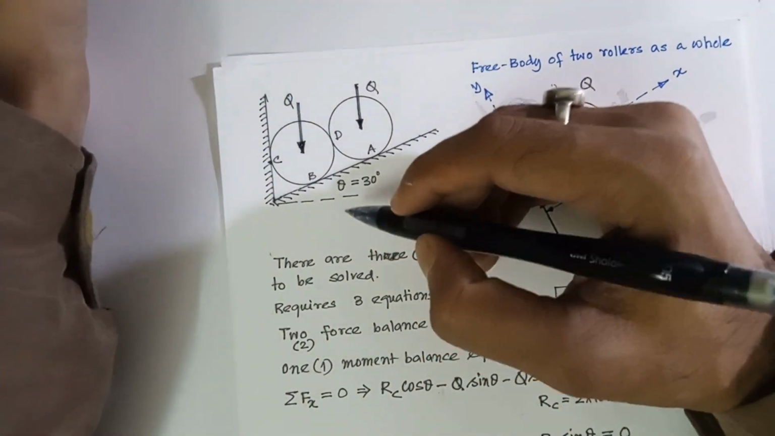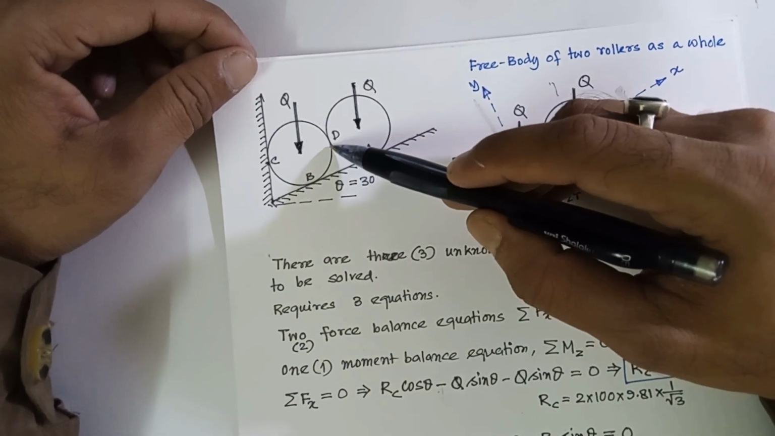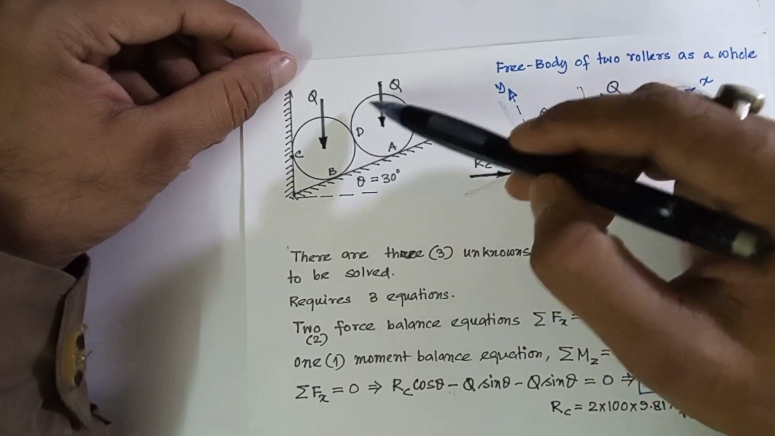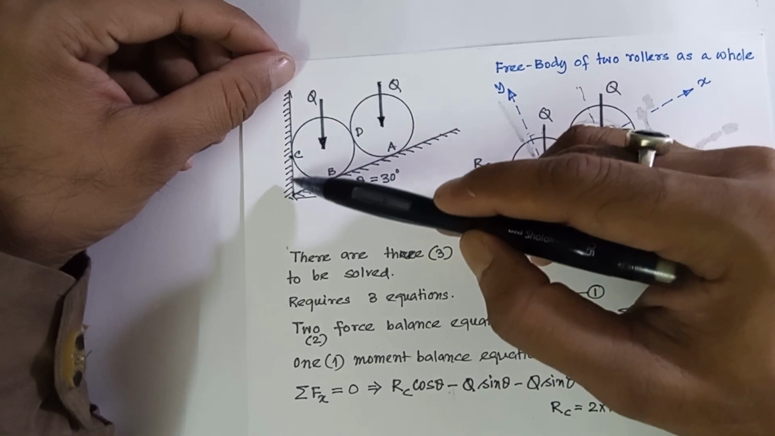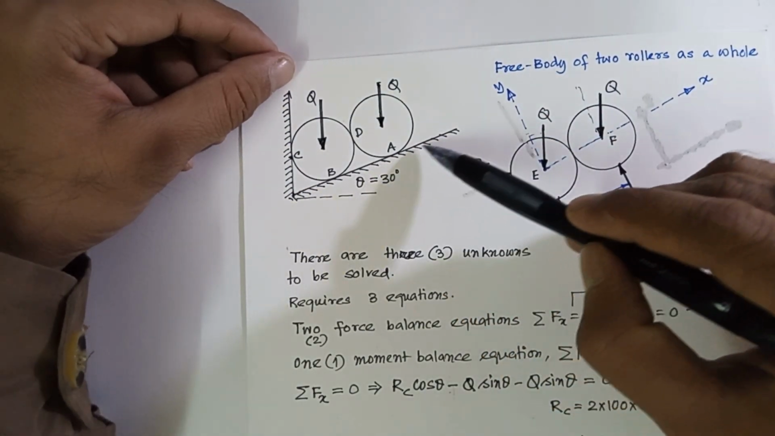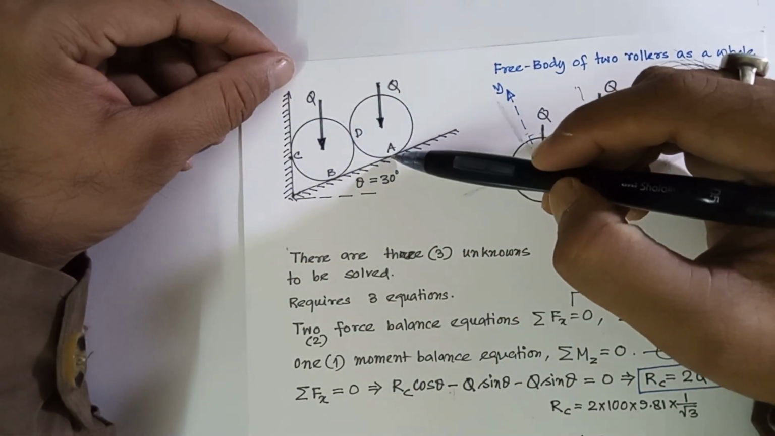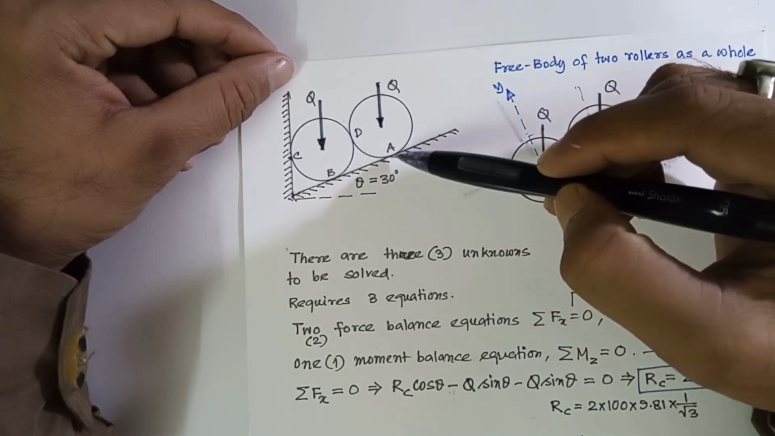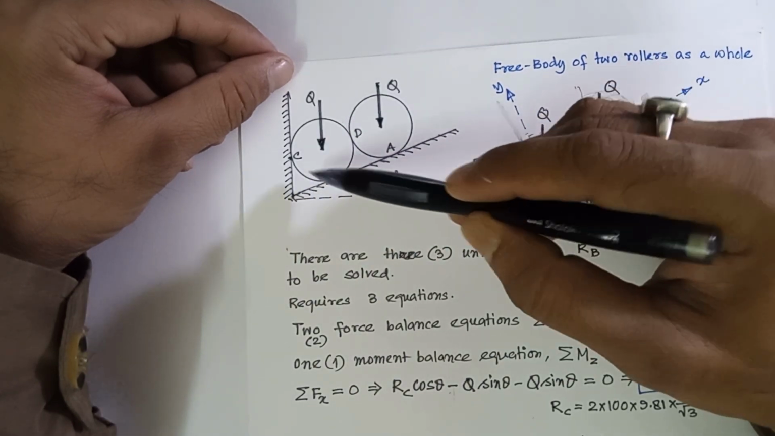Dear students, we are going to solve one problem in engineering mechanics statics. We have two rollers identical in size, and their weights are the same, supported by one vertical wall and one inclined floor or inclined plane. These are the points of contact A, B, C with the inclined plane and the wall. We have to determine the reactions at these supports A, B and C.